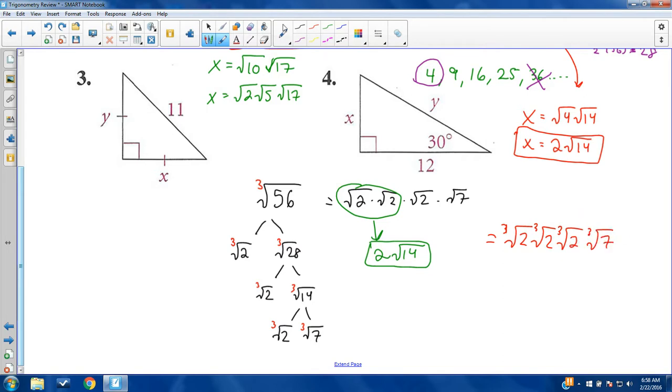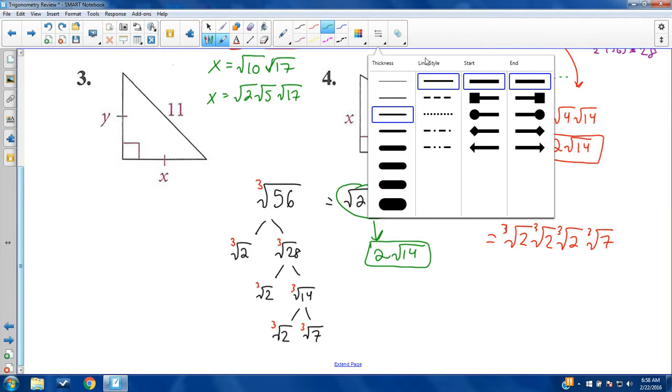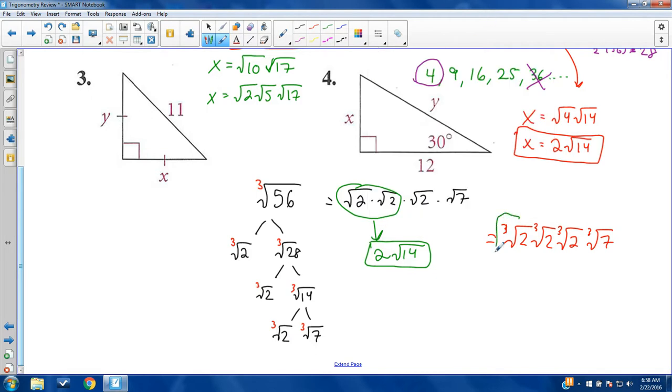Now when I said square roots is about finding 2 duplicates, the cube root's about finding 3 duplicates like this. So these would all merge together and give you 2. And this would be times the cube root of 7, like so.